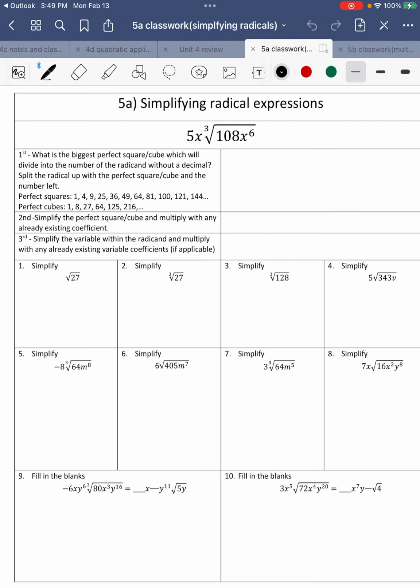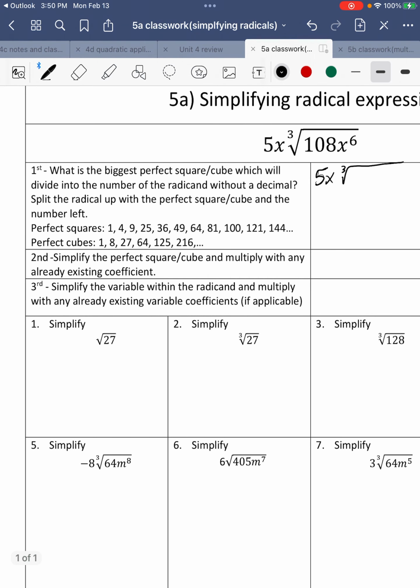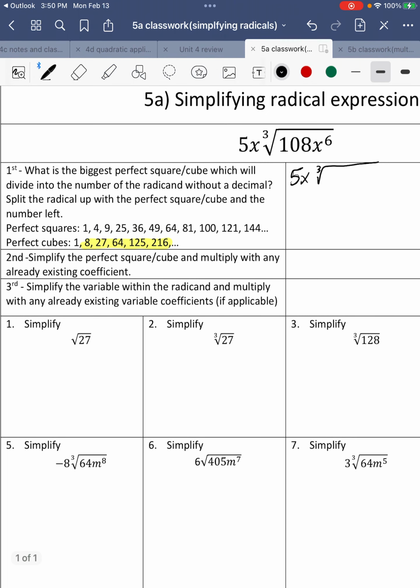So, simplifying radical expressions. We're going to simplify 5x times the cube root of 108x to the 6th. The 5x on the outside is your coefficient. Anything that comes outside of the cube root will be multiplied times the 5x. Now with the cube roots, we are really focused on perfect cubes. And you think, what's the biggest perfect cube that will divide out of 108?